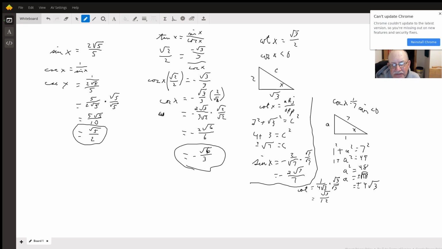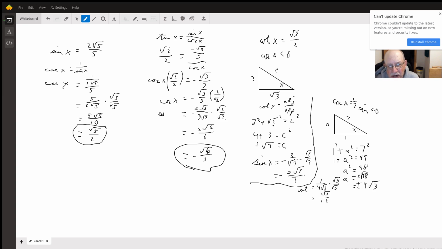Third problem, they tell us that the cotangent of x is square root of 3 over 2, and that cosine is negative. Okay, so since the cotangent is positive, the cosine's negative, the sine's also going to have to be negative. Cotangent is adjacent over the opposite, so we know that that's adjacent side square root of 3 and the opposite side is 2. We need to figure out what the hypotenuse is using the Pythagorean theorem.